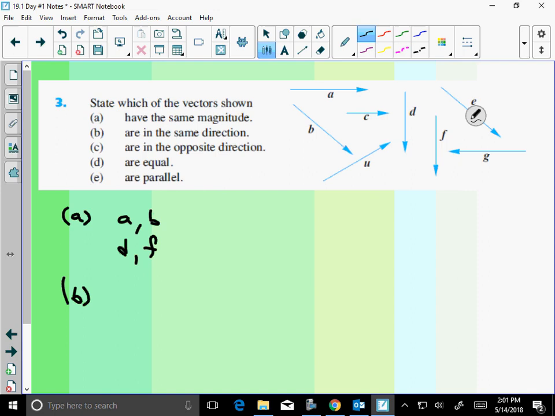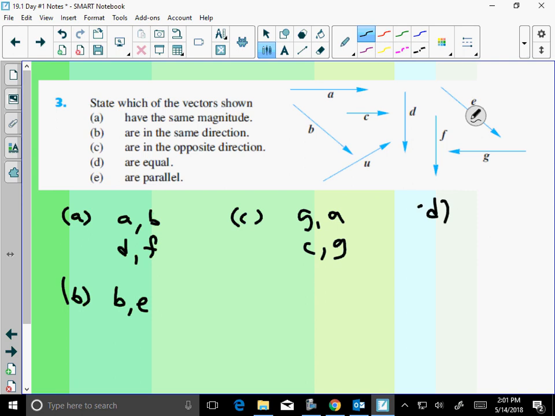Same direction. Well, let's name A and C. What else? D and F. B and E. Yeah, I'll go with B and E. Just keep the variety in life. That's cool. Mix it up a little bit. Okay, part C. Opposite direction. G and A, or C and G. Either of those two pairings. Looks like those are the only two that go the opposite direction.